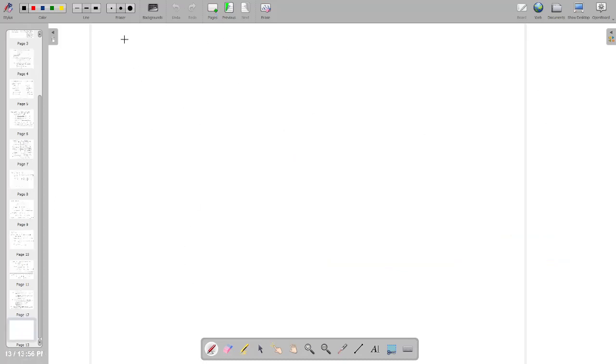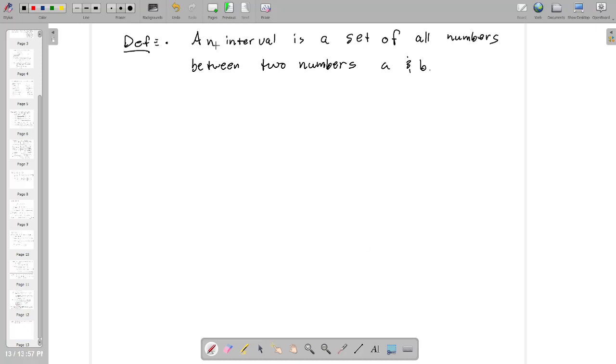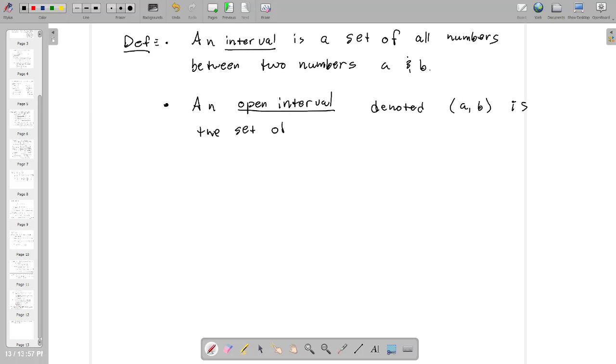Let's move on to intervals. An interval is a set of all numbers between two numbers A and B. An open interval, denoted with parentheses, is the set of all numbers between A and B, excluding A and B. What we mean by excluding A and B is that the set does not contain A, nor does it contain B. That's reserved for the closed interval set.